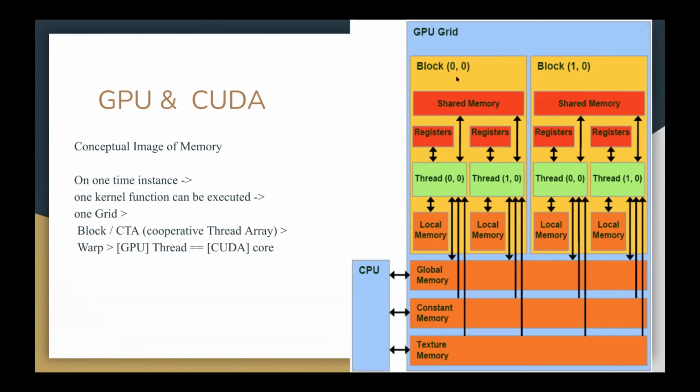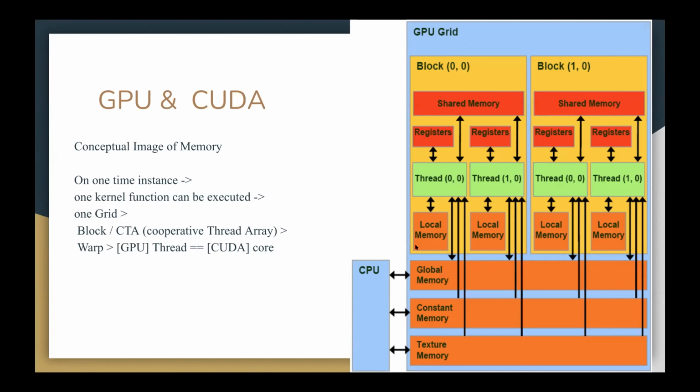Here are two blocks, block 1 and block 2, and each block can be further divided into warps, which are important to talk about in the next slides, and then into GPU threads, right here the green box, also known as a CUDA core. So you can probably see that overall it's a grid that breaks into different blocks.